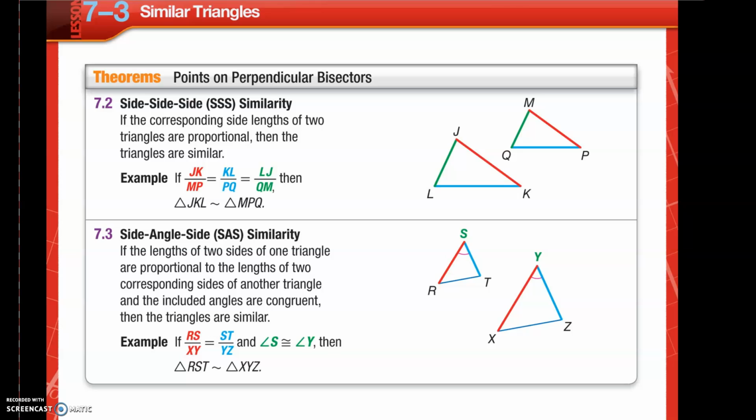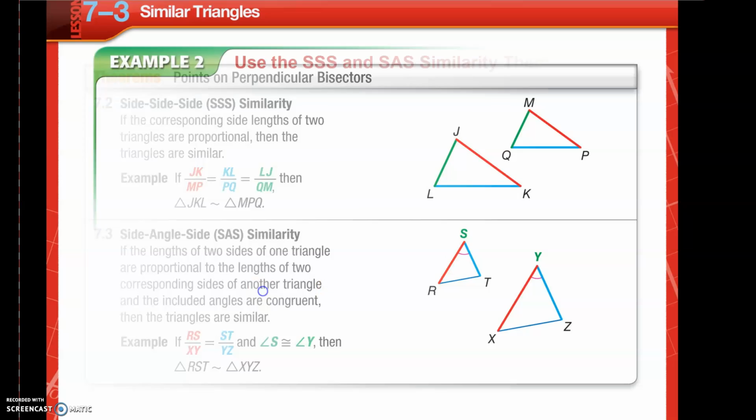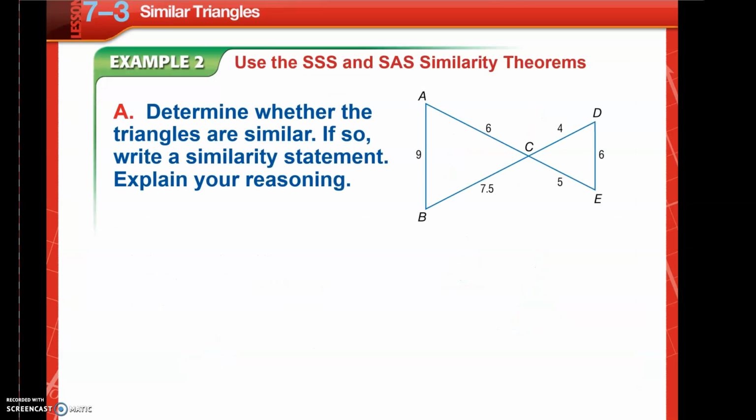So two more. Side, side, side similarity says that if the corresponding sides of two triangles are proportional, then the triangles are similar. And side, angle, side says if the lengths of two sides of one triangle are proportional to the lengths of two corresponding sides of another triangle, and the included angles are congruent, then the triangles are similar. So here we're going to have to check some proportions.